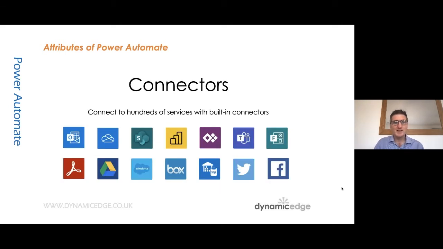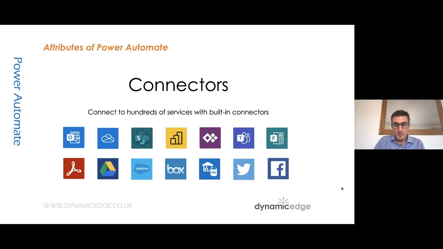So there are lots of connectors within Power Automate as well. I'm just going to bounce through a few of them here. You can connect to hundreds of services with built-in connectors. These are the things that we can connect to using Power Automate and create automated processes. So Outlook, we talked about it there. We've got OneDrive, we've got SharePoint. We've talked about SharePoint a couple of times today, and we're going to see that in our demonstration just shortly.